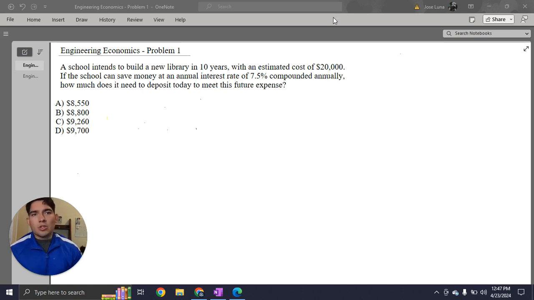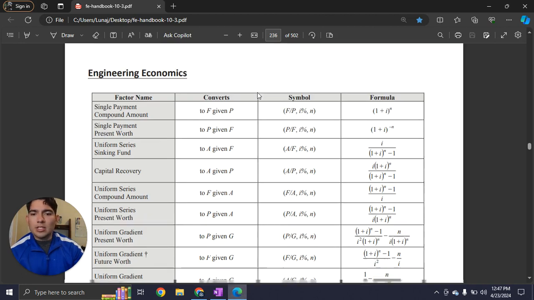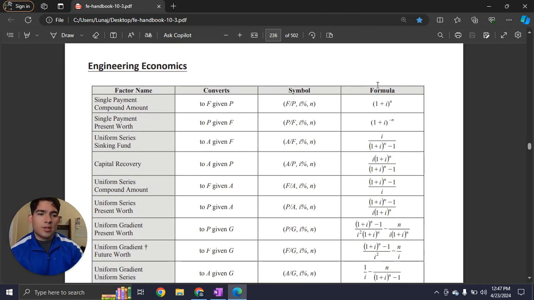So this one is actually quite straightforward. What you need to do is go to your FE reference manual on page 230, and you're going to find the engineering economics formulas, as you can see here. In this case, we're going to use this one right here because we were given the future value and we're converting to the present value. And as you can see, the formula that we're given is this one right here.